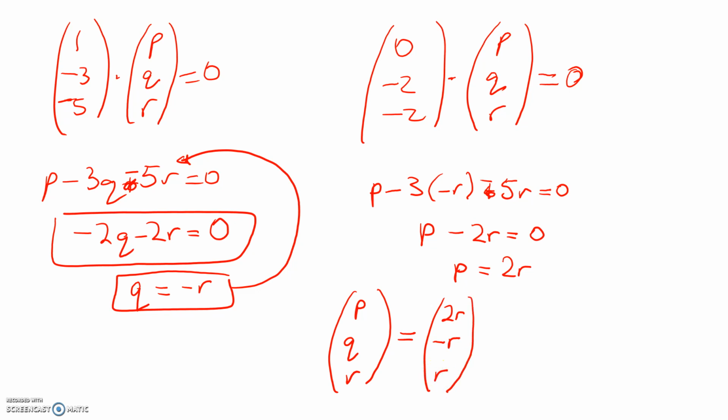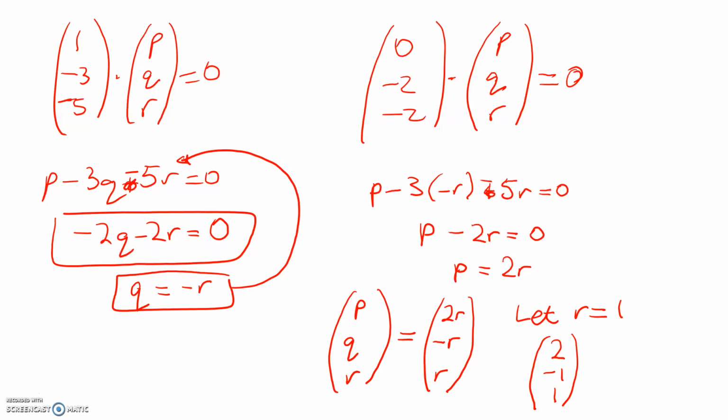And what can I do now? Well, we can choose R to be any number. This is a direction vector, remember? It's the normal vector. So it doesn't matter as long as we don't choose R equal to 0. Let's just choose R equal to 1. Then we get 2, negative 1, and 1. So that's my normal vector for my plane.